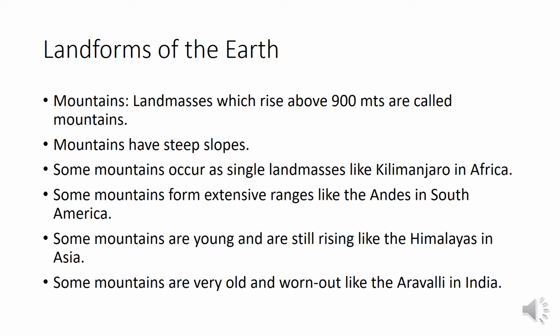Mountains. Land masses which rise above 900 meters are called mountains. Mountains have steep slopes. Some mountains occur as single land masses like Kilimanjaro in Africa. Some mountains have extensive ranges like the Andes in South America. Some mountains are young and are still rising like the Himalayas in Asia. Some mountains are very old and worn out like the Aravalli in India.